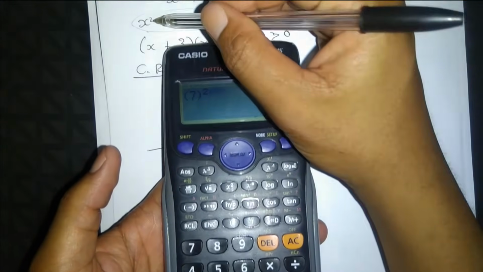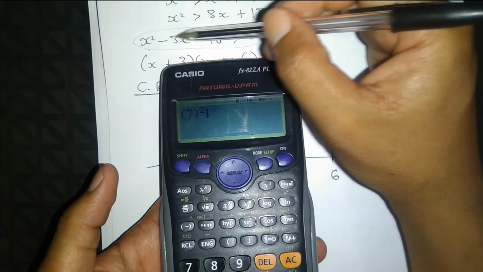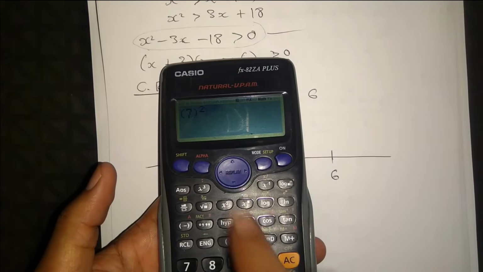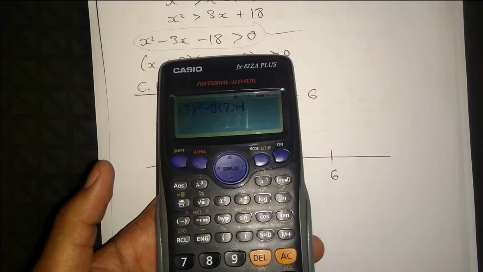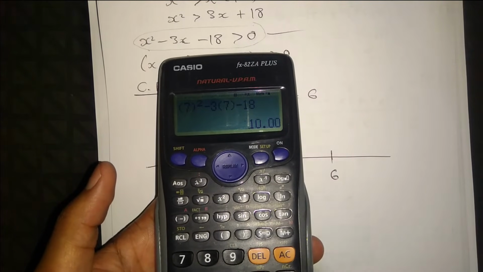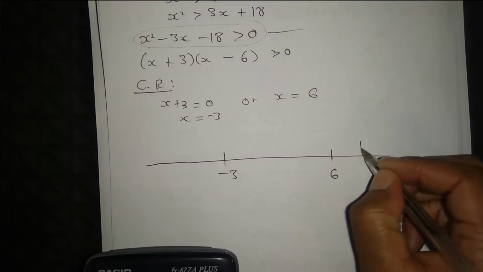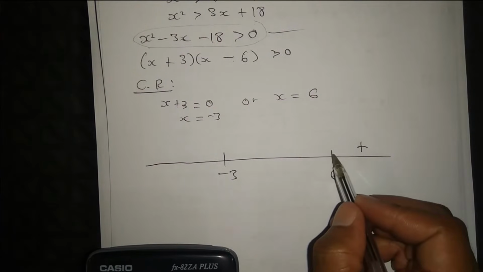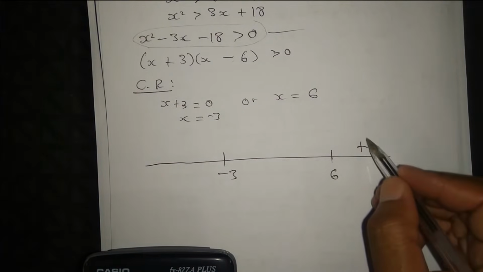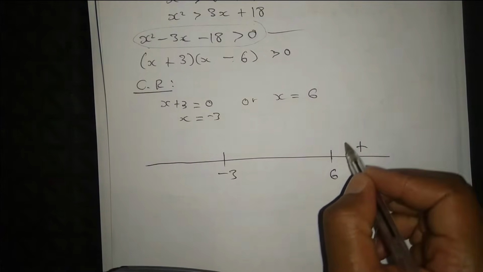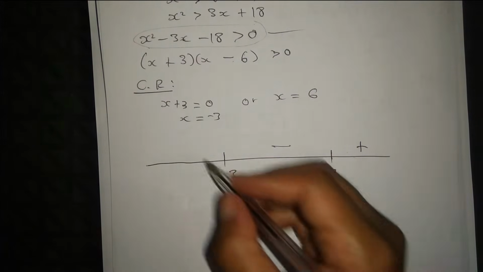squared, I put in the value of x, I put in 7, I choose 7. So it's 7 squared minus 3 times 7 minus 18, equal to 10. See, the answer we got is positive 10. So it means all these values, any value that's greater than 6 that I substitute into this equation will give me a positive value. So if all values greater than 6 are positive, it means these will be negative, and these will be positive.